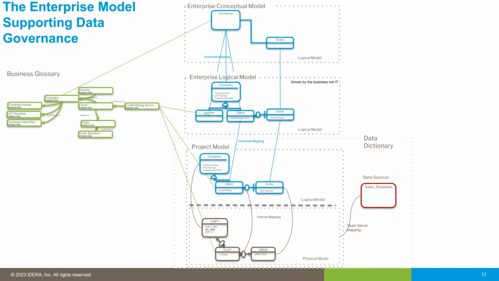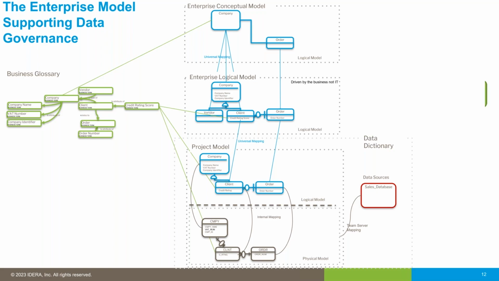Next, we have our enterprise model that is supporting data governance. With the business glossary, here you can take a look at where the business glossary ties into a variety of those enterprise conceptual, logical, project model, logical model, and physical. And finally, it goes to the data source.